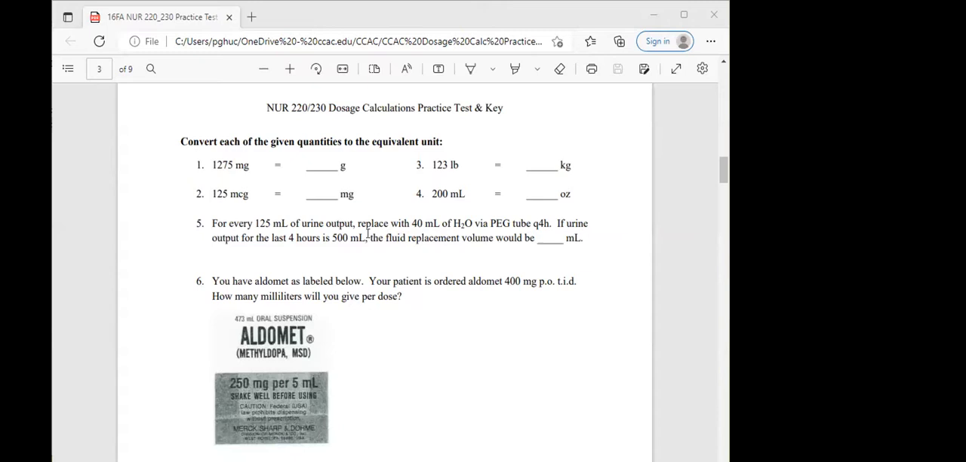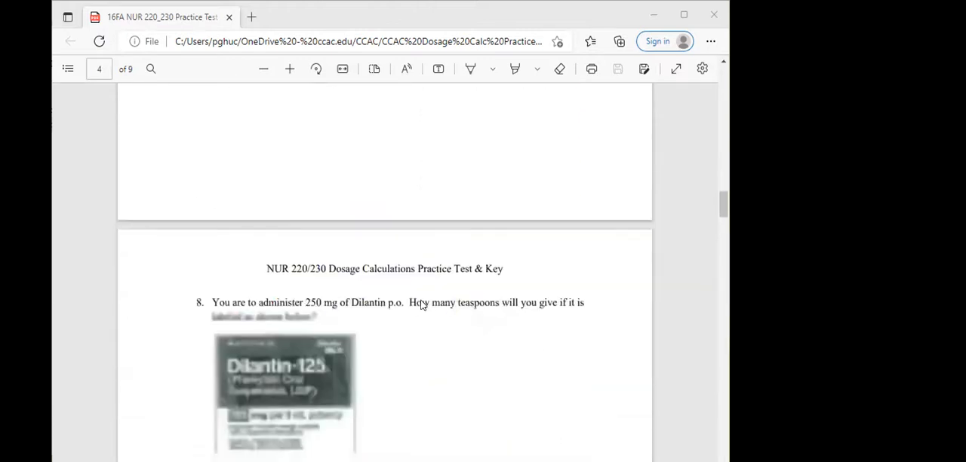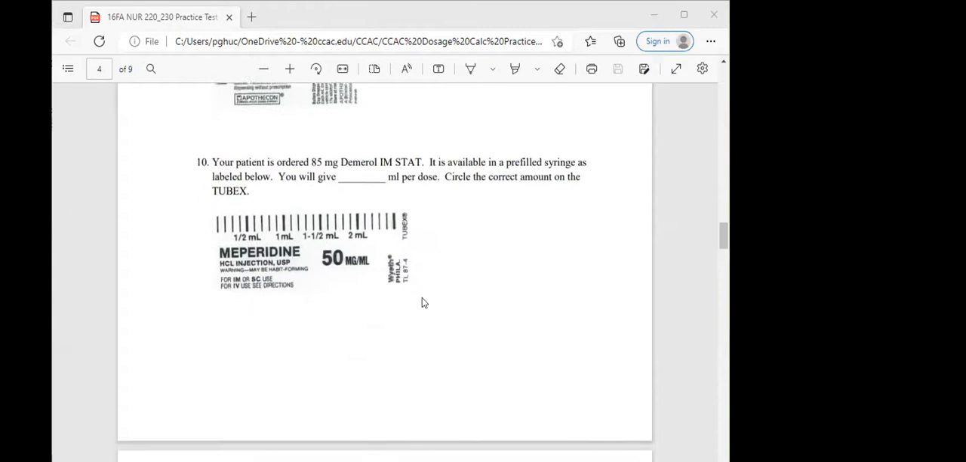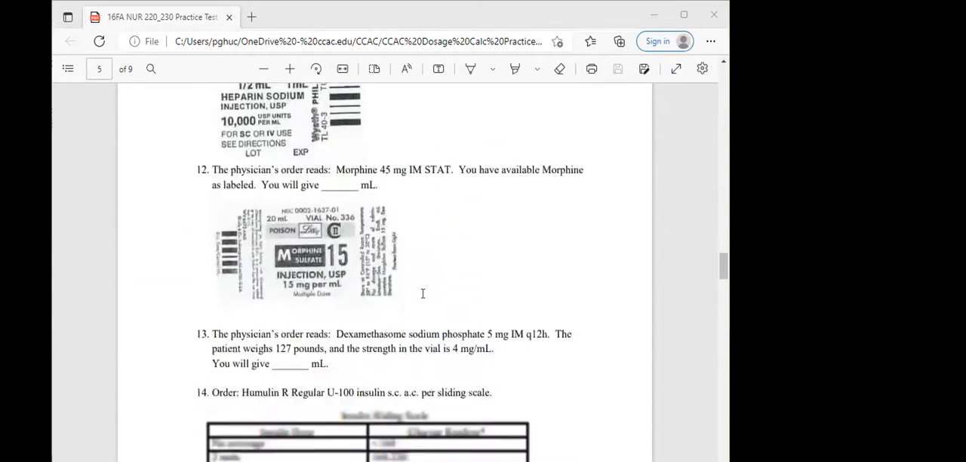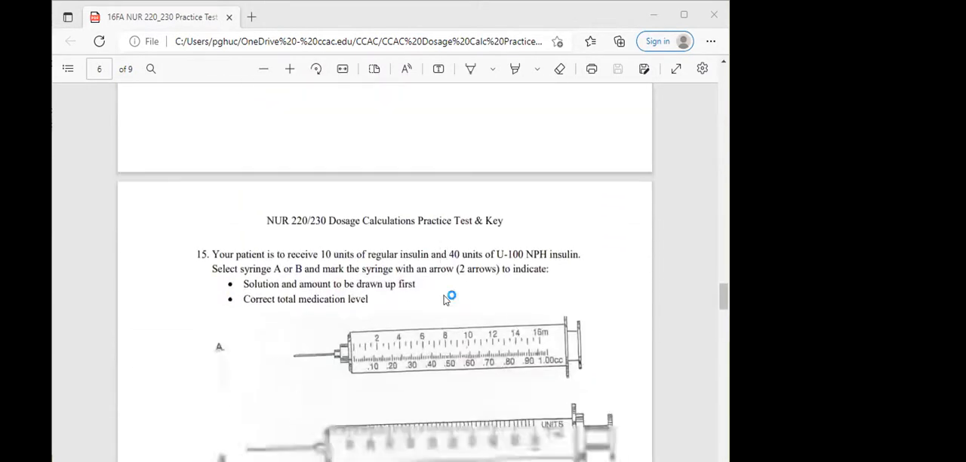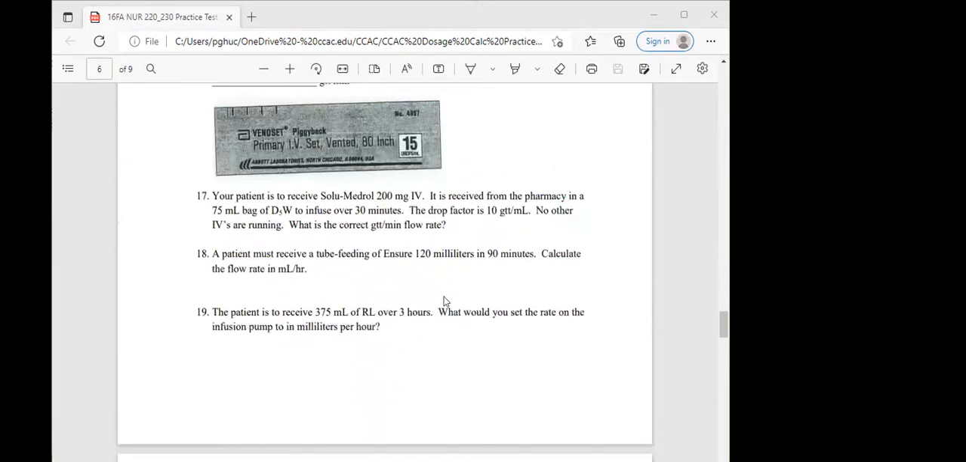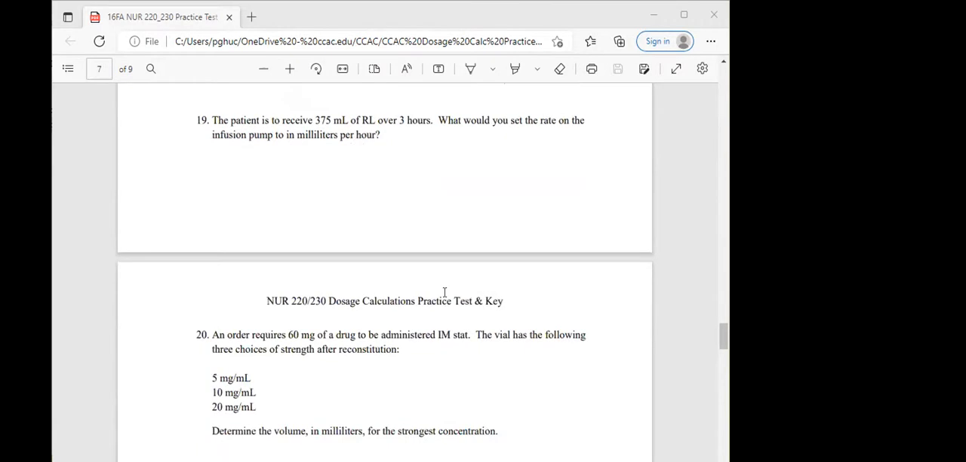All right, so the biggest thing that's different between the 220, 230 and what you did last semester in the 130 class is the introduction of the Heparin Protocol. Everything else is pretty much the same. You have the same type flow rate type questions.